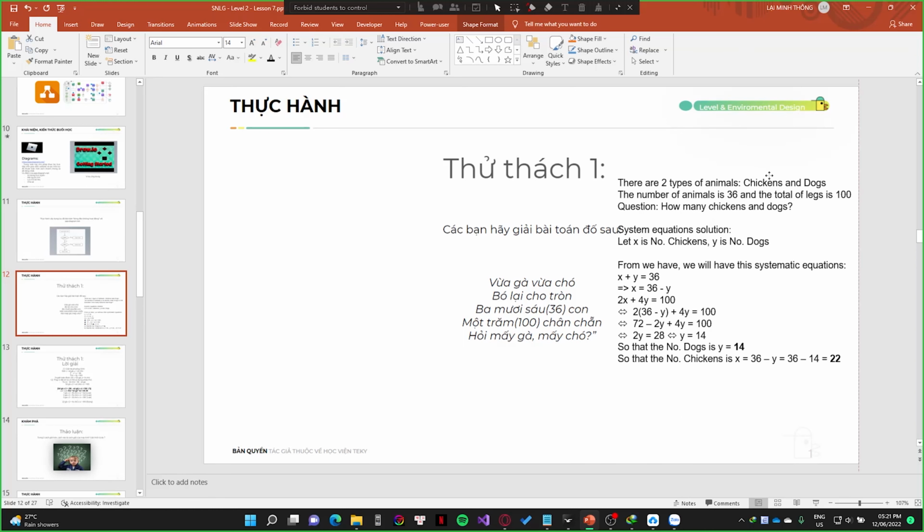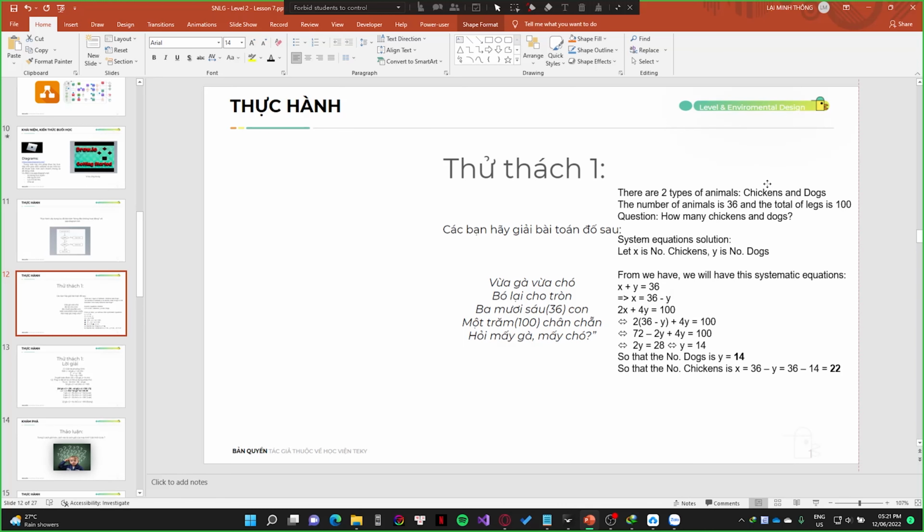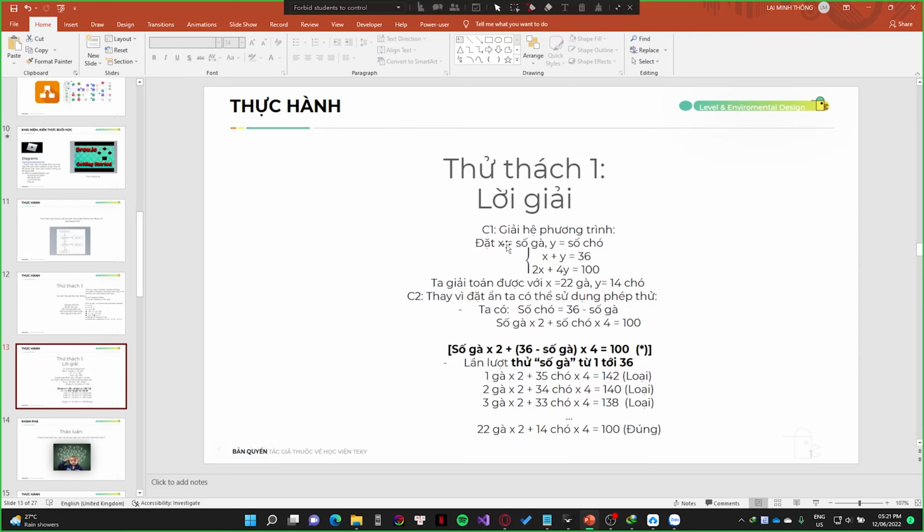But you know what? This is how you can solve this with a systematic equation like this. This is how it is explained in Vietnamese.